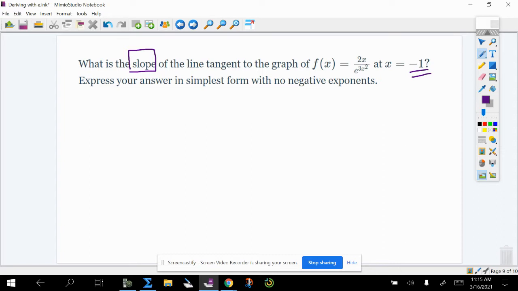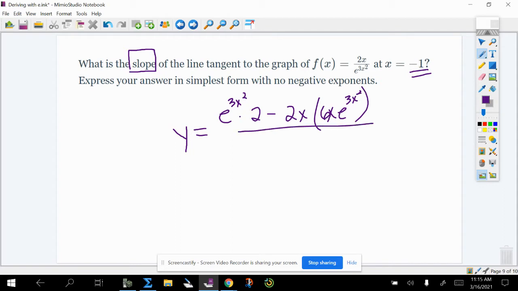So you want to look at your function and see what rules are being played out here. This one is a quotient rule. So I'm going to do bottom times the derivative of the top. The derivative of the top is 2, minus top times the derivative of the bottom. So derivative of the exponent is 6x, and then the original e to the 3x squared, all over the bottom squared. So all over e to the 3x squared, squared.